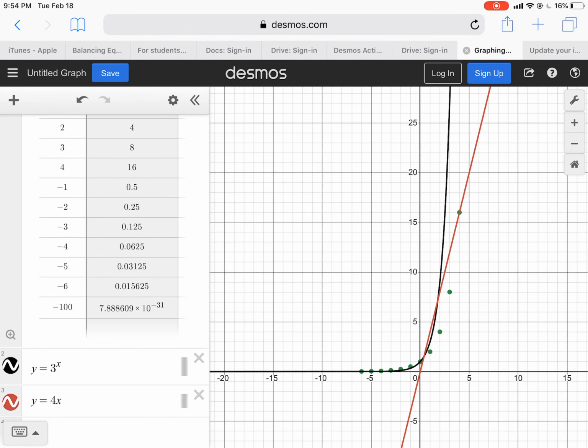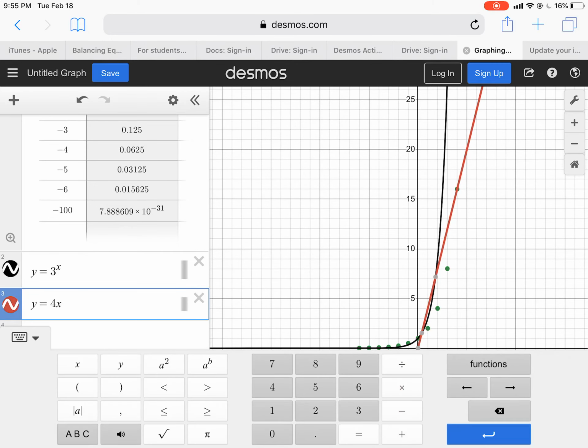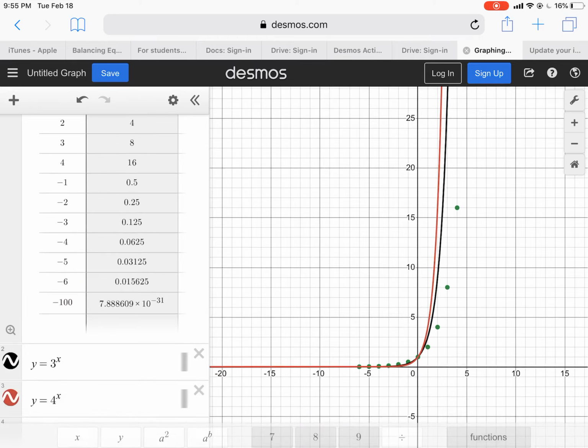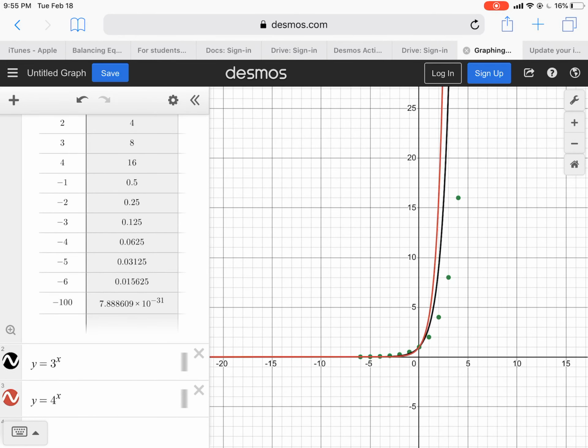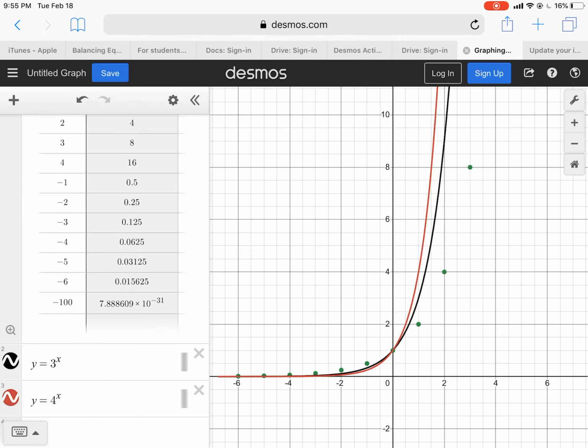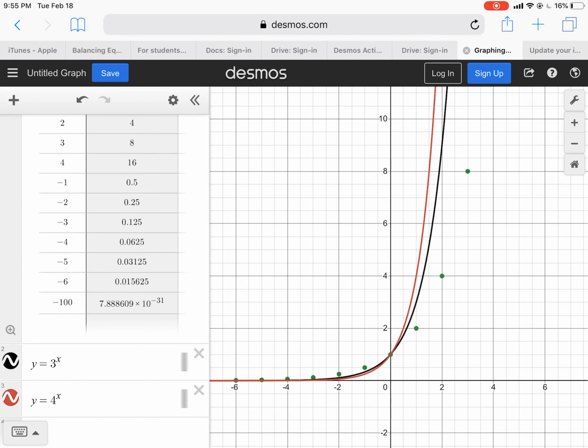Whoops, what did I just do there? Oh, I did 4x, not 4 to the x. Let's back that up just a hair. And 4 to the x. I knew something was wrong there. As you see, by increasing the base, 2, 3, 4, it's actually making my graph steeper and steeper and steeper. Very similar to your quadratic, remember, because the bigger it got, the steeper it got. That's if I'm using numbers like 1 or 2, 3, 4, and so forth. So that's an exponential growth.